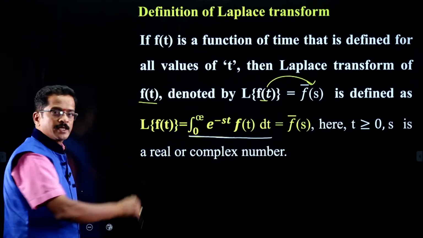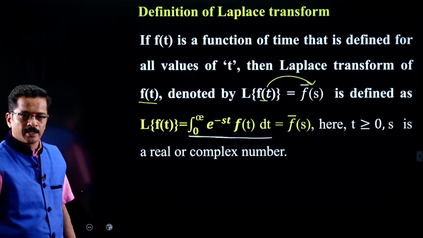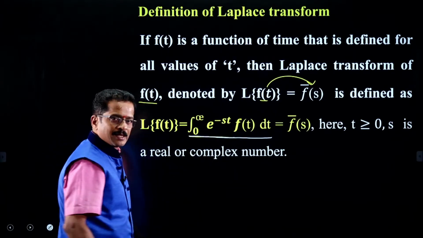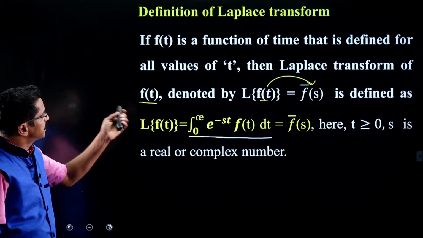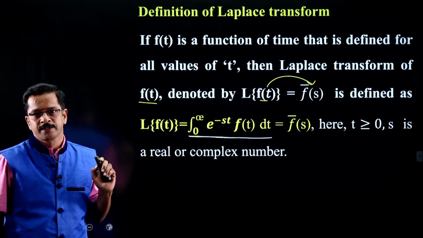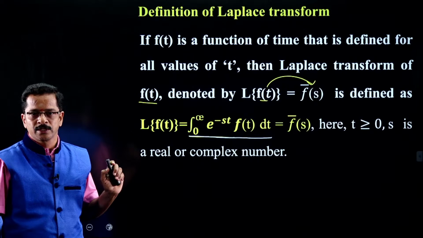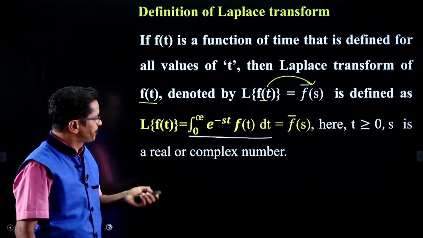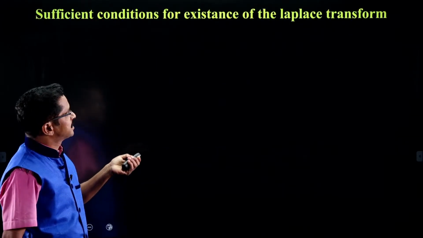Integration from 0 to infinity of e power minus st f of t dt. If I evaluate this improper integral, I can get a result in terms of s, that is f bar of s. Right? This is the definition of Laplace transform. For the short answers they ask in university examinations, you had better have a look at it. Right? Next, sufficient conditions for existence of the Laplace transform.